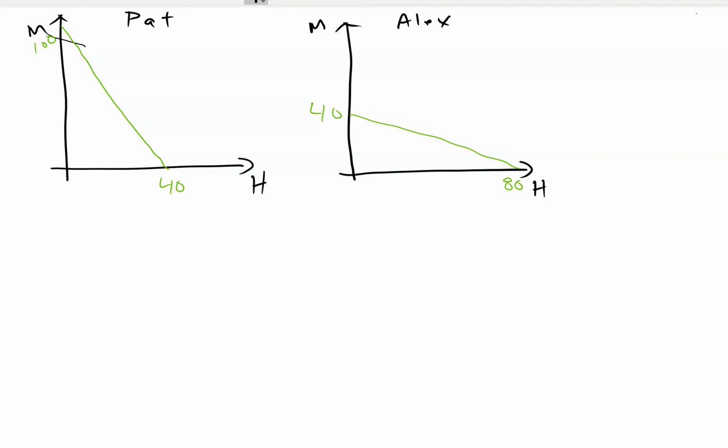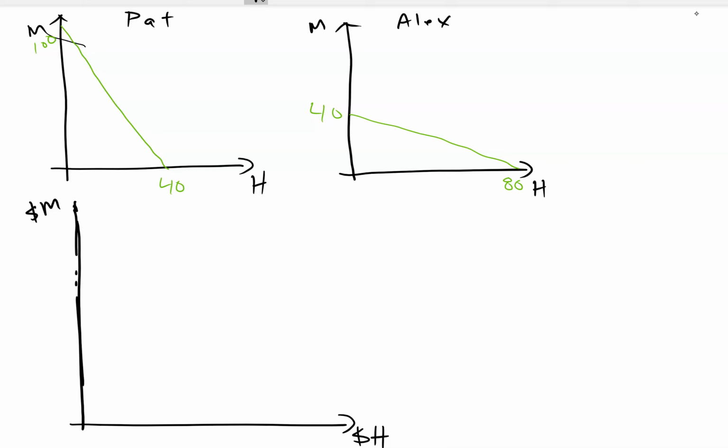All right, so let's go ahead and construct this for the two of them together. So this, again, home and market. I made it a little bigger because this is going to be the two people together. So we start off by getting the endpoints. If Pat does all market and Alex does all market, then that's going to be 140.